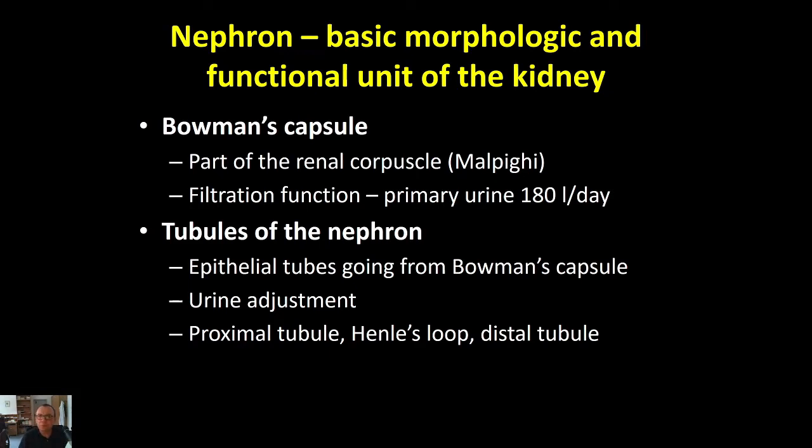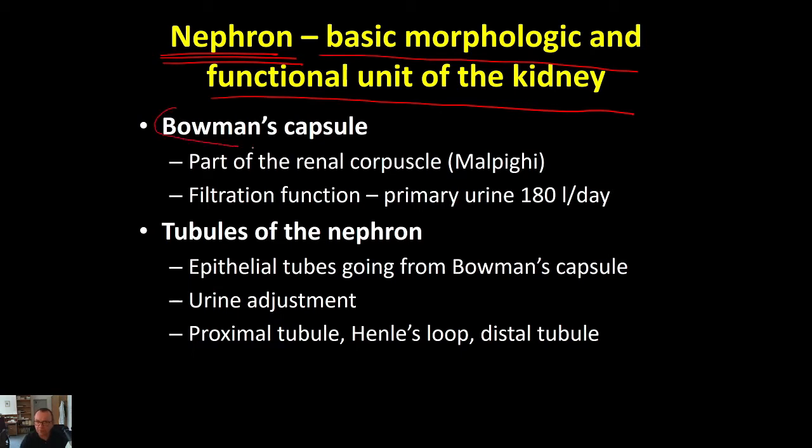And now to the renal tubules, to the tubular part of the kidney. As I already said, some of these tubules belong to nephrons, and I also already said that the nephron is the basic morphologic and functional unit of the kidney. So the nephron is a really important thing. A nephron can be defined as a system of tubules. The beginning of the nephron is Bowman's capsule.